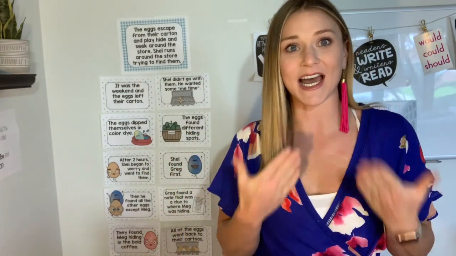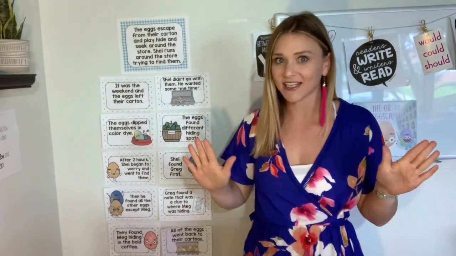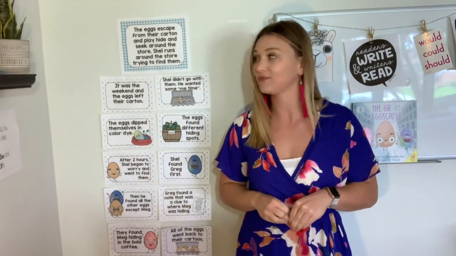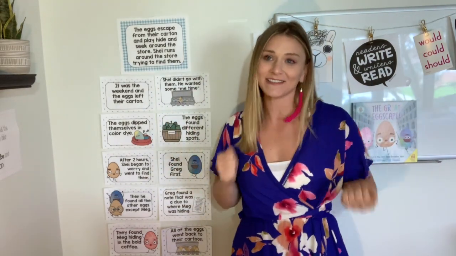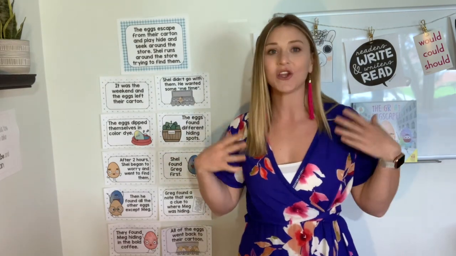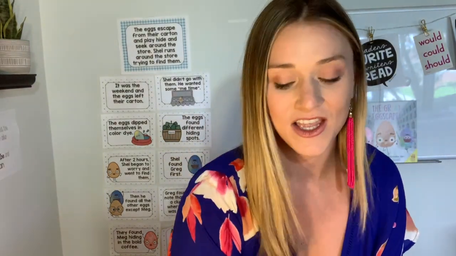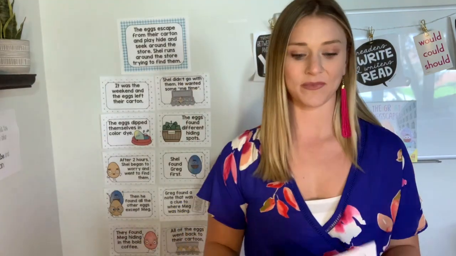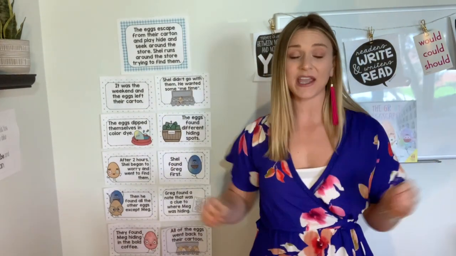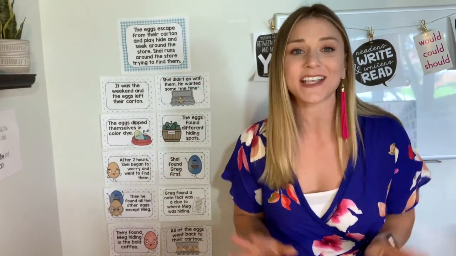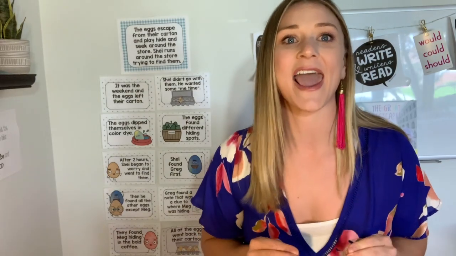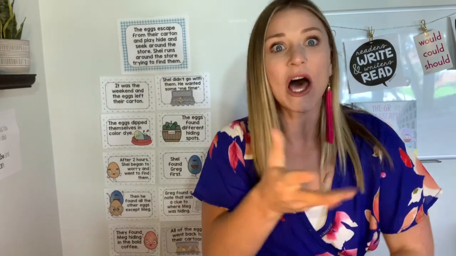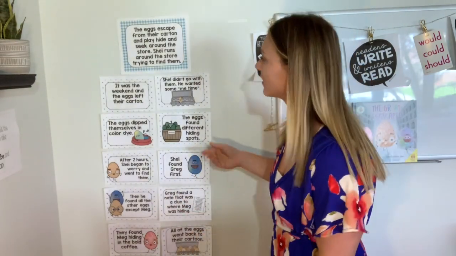So here's the main idea I came up with again. The eggs escape from their carton and play hide and seek around the store. Shell runs around the store trying to find them. That is our main idea. That is what the story is mostly about. And then everything else that happens in the story, we call that a detail. And it gives us more, right? It tells us more.